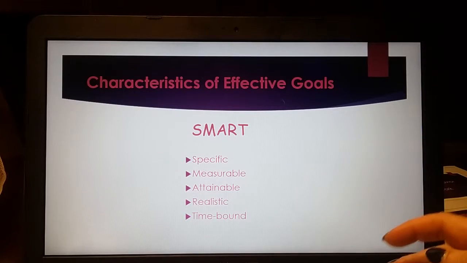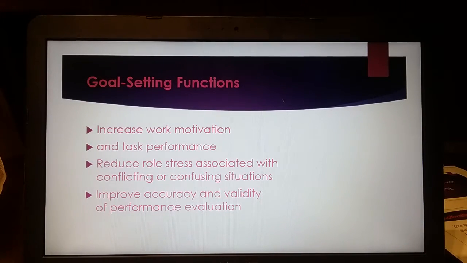Okay, so what's the point of setting goals? It increases motivation and performance. It reduces the stress you have because you're clear about what it is you're supposed to be achieving, and it improves accuracy. If you know exactly what you're trying to do, you're going to do it. If it's a little vague about what you're supposed to achieve, you might not get it done.